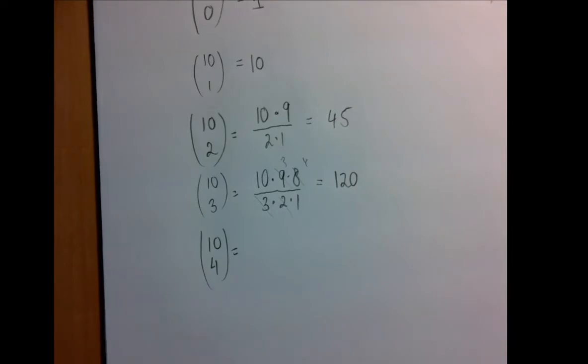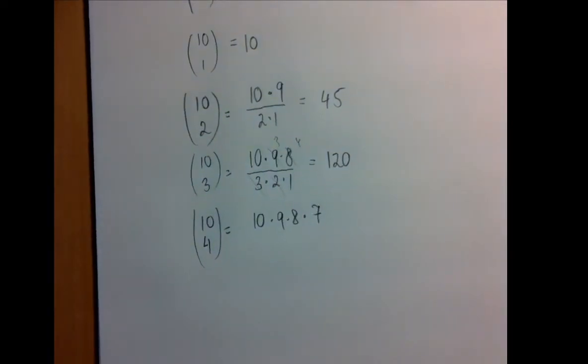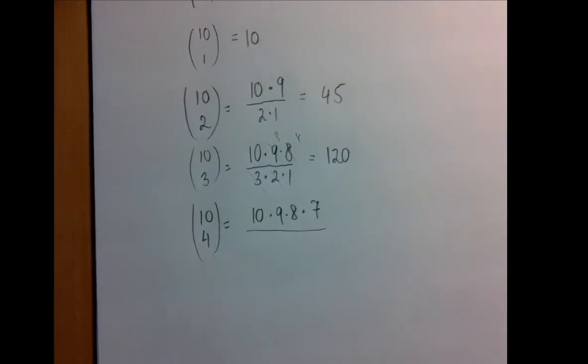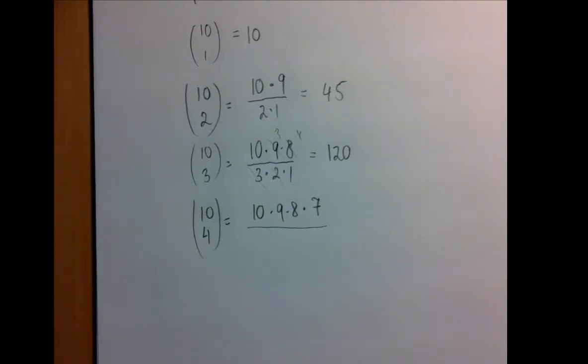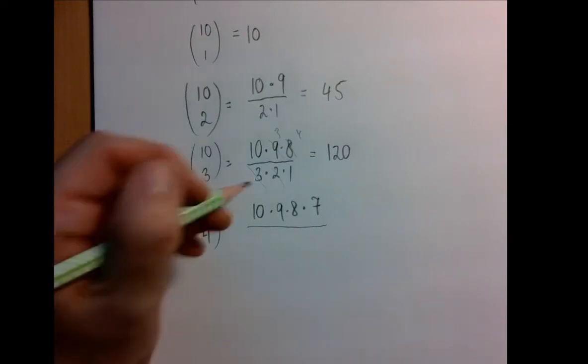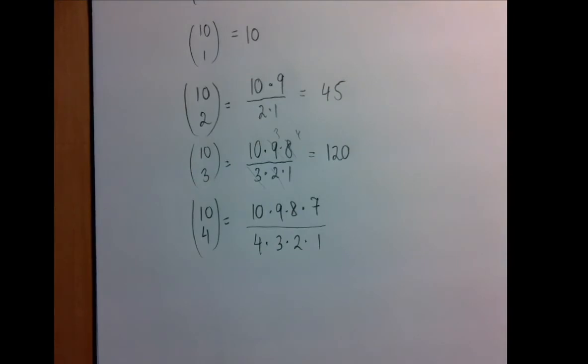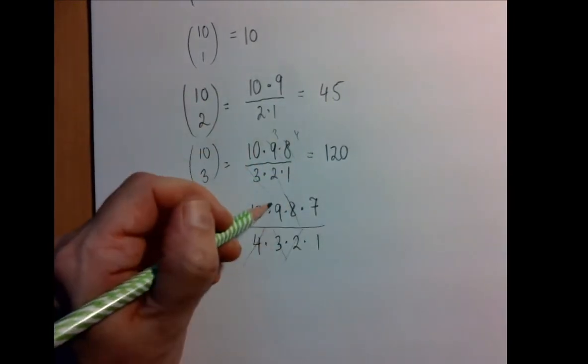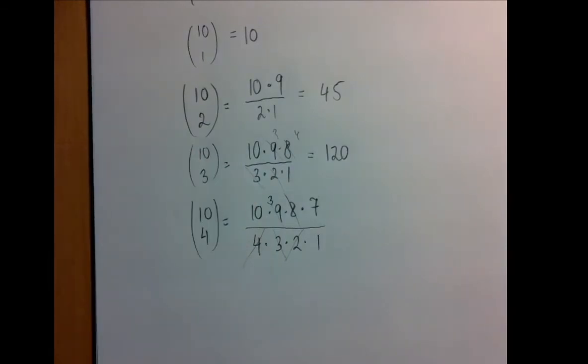10 choose 4 would be, we select first, second, third, and fourth, and then we have to adjust for the overcount, which is the answer to the question, how many different ways can we rearrange 4 objects? And that's 4 factorial. There are still nice cancellations. 4 times 2 is 8, boom, and then the 9 can become a 3, so that's 210.